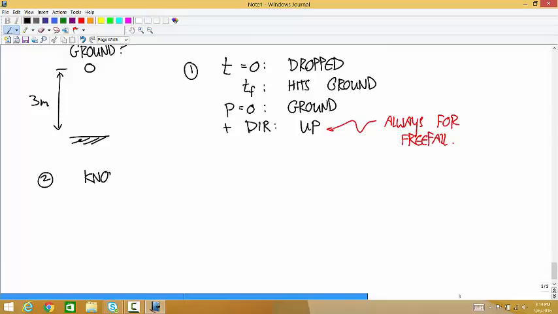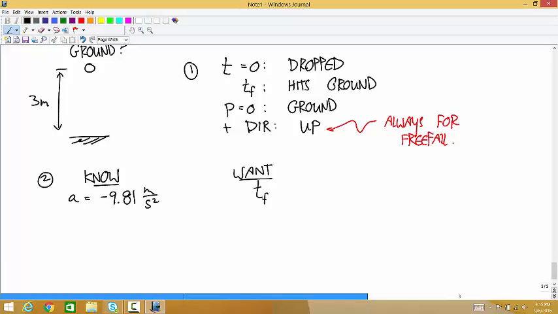Okay, so now we have to figure out what we know and what we want. Do we know time final? We don't. We want to come up with a number for that. So that's what we're looking for. Do we know the acceleration? It's free fall, so in free fall problems we always know that. It's 9.81 meters per second squared down. If up is positive, then A is negative 9.81 meters per second squared.